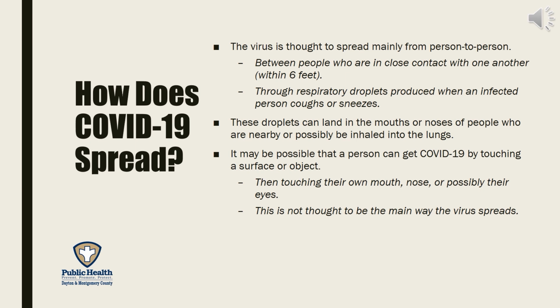What we do know is that it's spread through those respiratory droplets. Those droplets can land in the mouths or noses of those who are nearby and possibly be inhaled into the lungs, potentially infecting another individual. It may be possible that a person can get COVID-19 by touching a surface or an object and then directly touching their mouth, nose, or eyes. However, this is not thought to be the main way the virus spreads. Again, at this time, what we do know is that the virus is mainly spreading from person to person.